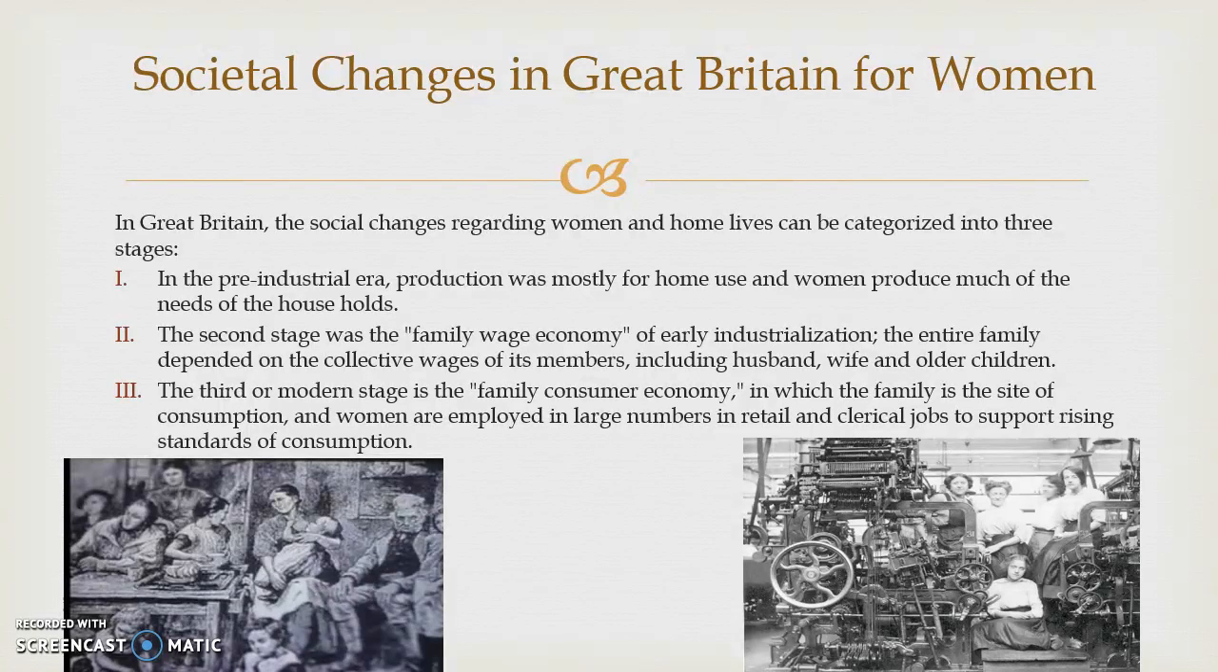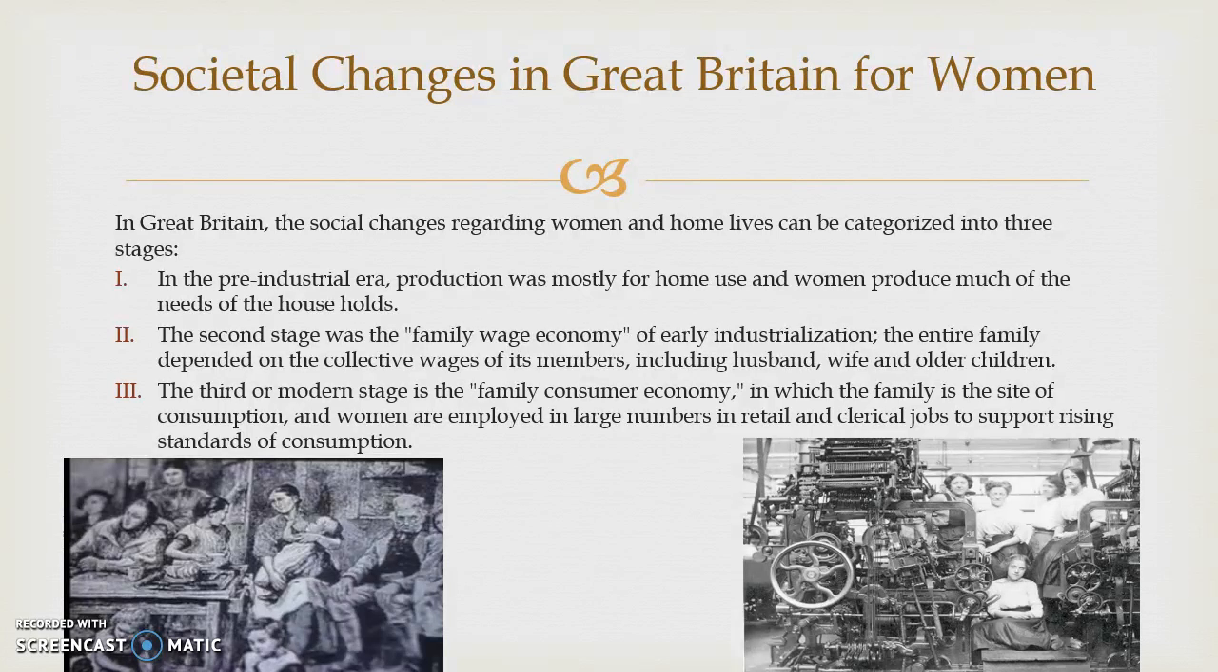Some of the societal changes in Great Britain happened for minority groups such as women. In Great Britain, the social changes regarding women and home lives can be categorized into three stages. Stage one is the pre-industrial era. Production was mostly for home use, and women produced much of the needs of the household, such as making their own clothes, cleaning, and taking care of the family.